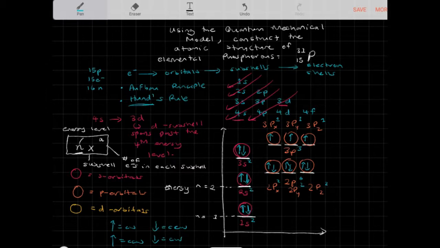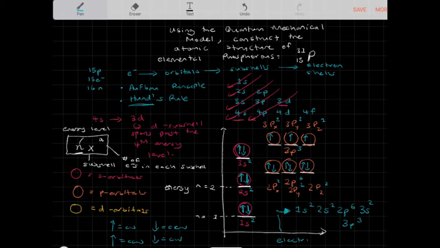So this is basically the layout of all the electrons. Now collectively, all the electrons in this atom can be written as 1s2, 2s2, 2p6, 3s2, 3p3, right? So technically this is the configuration or the arrangement of all the electrons in this atom, and this is what we call electron configuration.